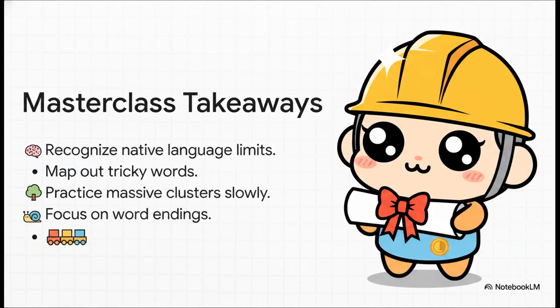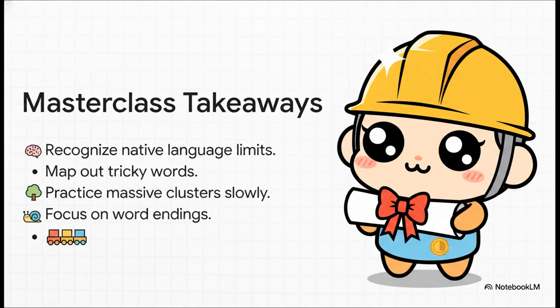So the crucial takeaway here is that you can use this blueprint to your advantage. Here are your actionable tips. First, recognize your own native language's limits. Notice when your brain tries to sneak extra vowels into English words just to break up those heavy clusters. Second, when you hit a difficult word, literally map it out. Build that syllable tree in your head.